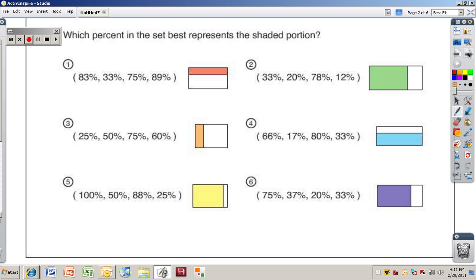And let's go on to the next one. Well, I don't think these are hard at all. So you go ahead, pause the video, try numbers 1 through 6, turn it back on to see how you're doing on it, okay? Here we go.